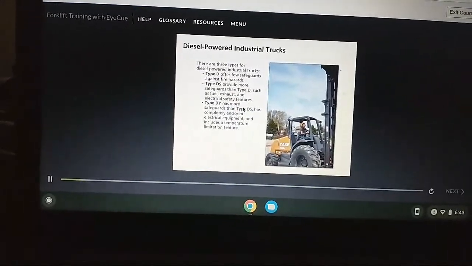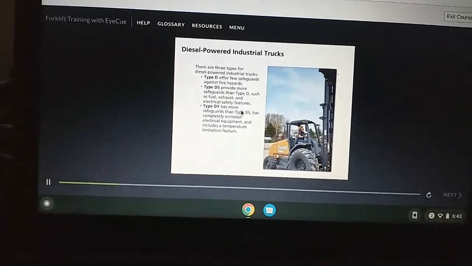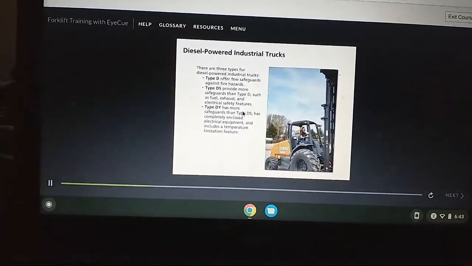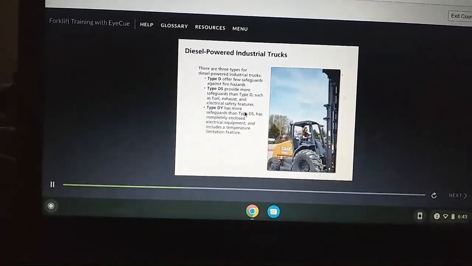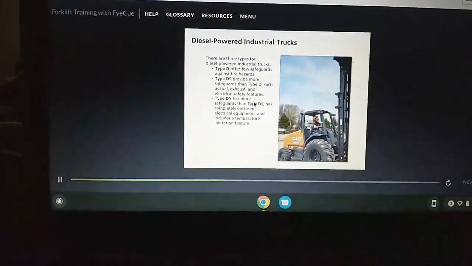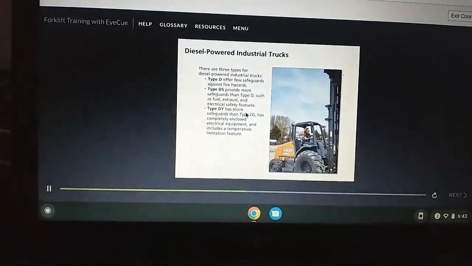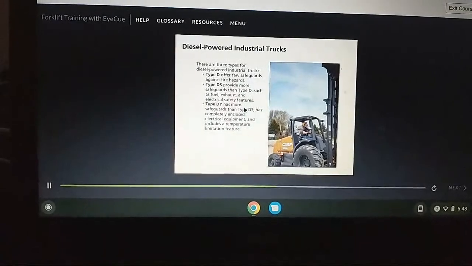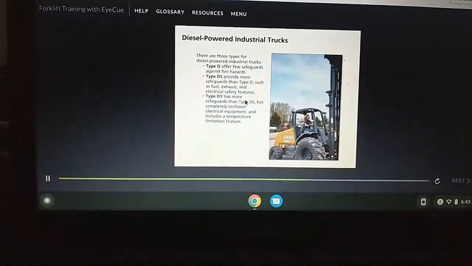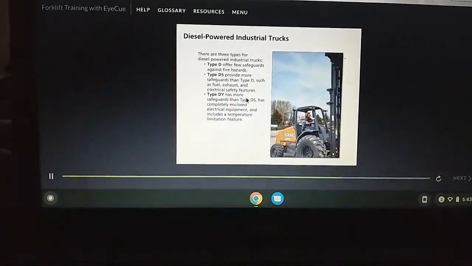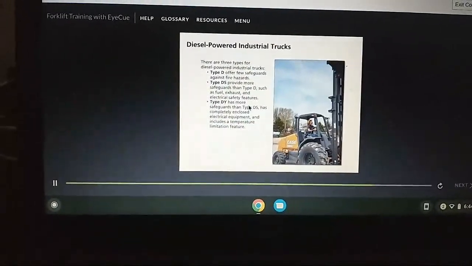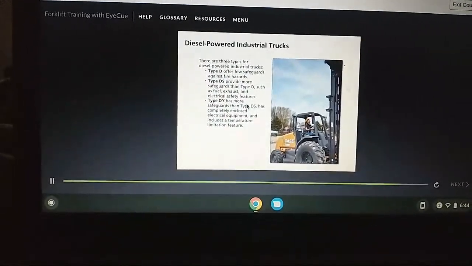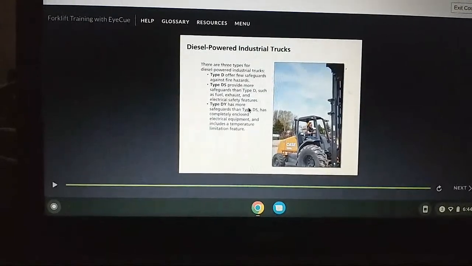There are 3 types for diesel-powered industrial trucks. Type D offer few safeguards against fire hazards. Type DS provide more safeguards than Type D, such as fuel, exhaust, and electrical safety features. And Type DY has more safeguards than Type DS, has completely enclosed electrical equipment, and includes a temperature limitation feature.